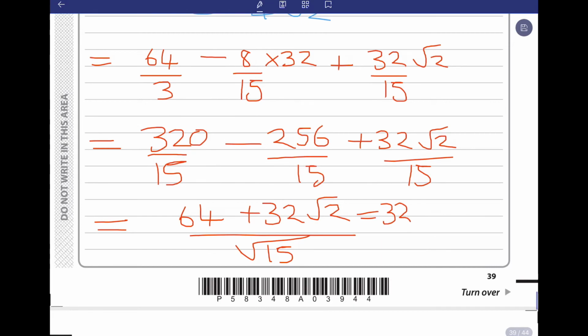32. Oh, why have I written a root 15 there? Very silly. It's been a long day. So 32 over 15, 2 plus root 2. And that's our final answer.